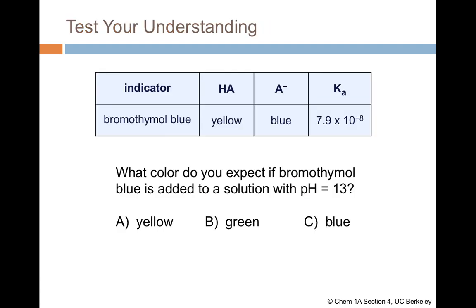At this point, let's go ahead and test your understanding of the buffer solution concepts as applied to acid-base indicators. The indicator for this question is bromthymol blue, which we saw on previous slides looks yellow in its weak acid form and blue in its conjugate base form, with a Ka of 7.9 times 10 to the negative 8. I want you to go ahead and pause the video and take a moment to consider what color you expect to see if bromthymol blue is added to a solution with pH of 13.